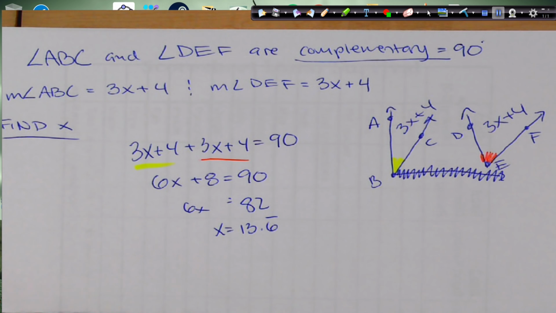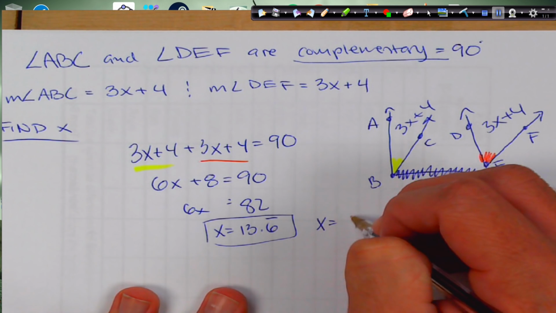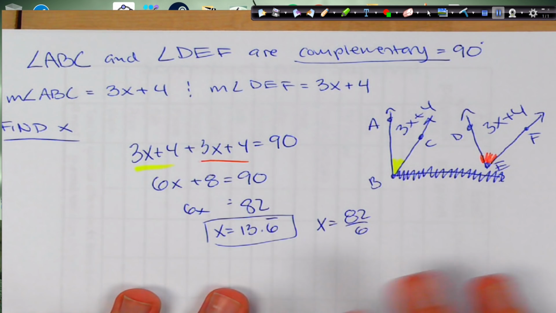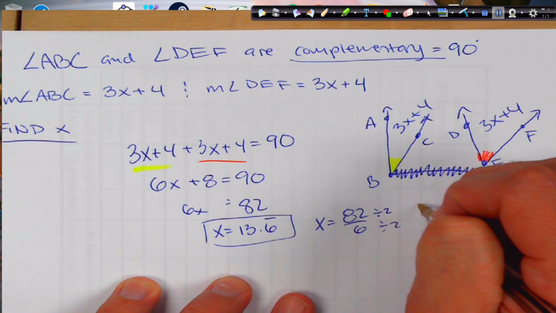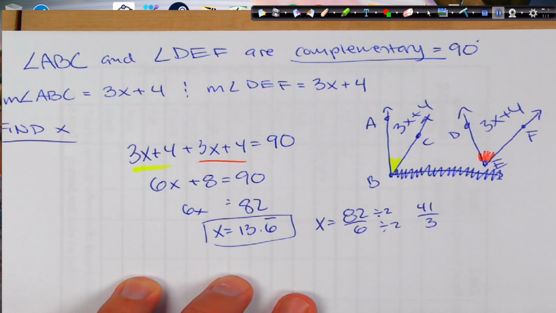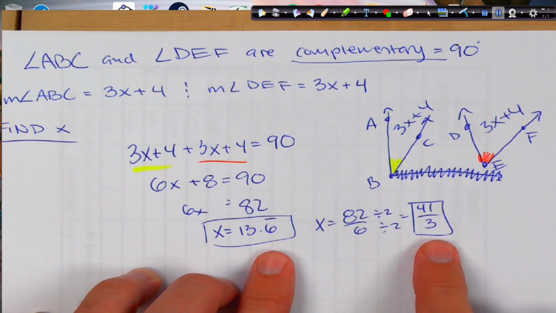Or we could write it as a fraction. Again, I just had to find x. As a fraction, we get 82 over 6. And see, okay, what could reduce? Well, I could divide top and bottom by 2, and we get 41 over 3, and then nothing else reduces from there. So one of those two answers would be valid.